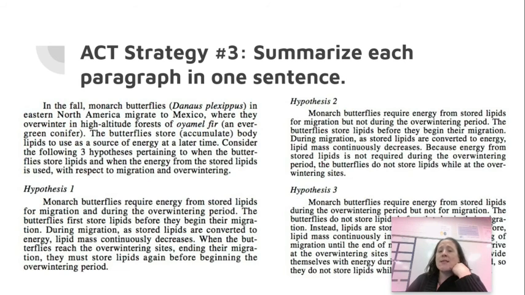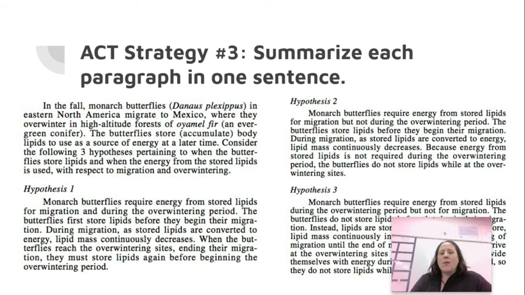The next hypothesis is monarch butterflies require energy from stored lipids for migration, but not during the overwintering period. If I had just read the first sentence and I had not read the whole passage, I know that those are different hypotheses. One is saying that energy is required in both. One is saying it's just required in the migration period. And then if we look at the last hypothesis, it says monarch butterflies require energy from stored lipids during the overwintering period, but not for migration. So this says during migration, they don't need it. So it's the opposite of hypothesis 2. So you want to see those nuances. You want to see those differences.